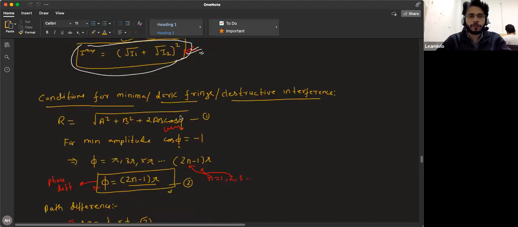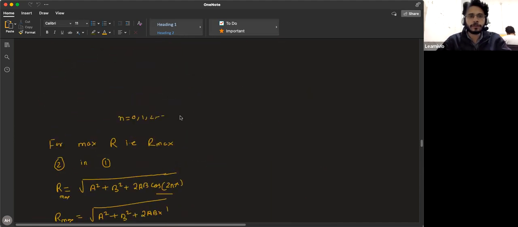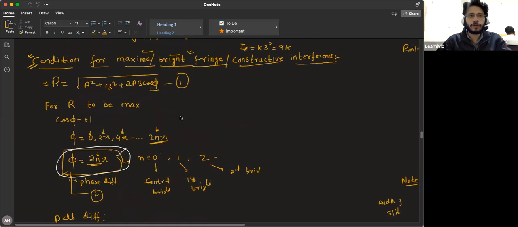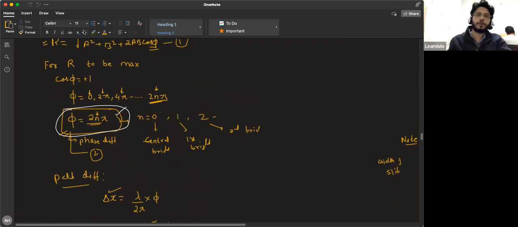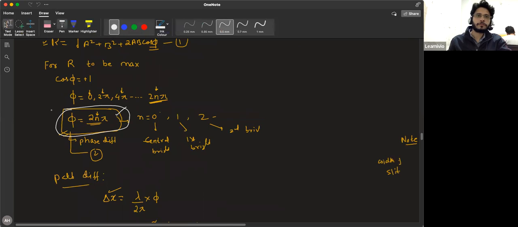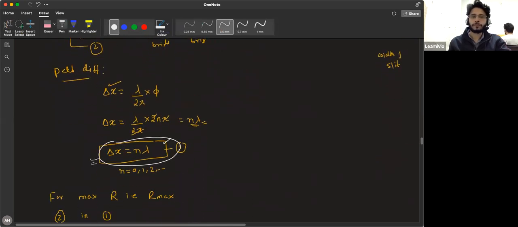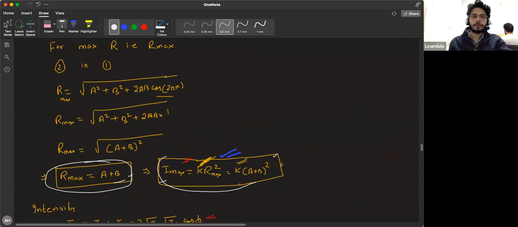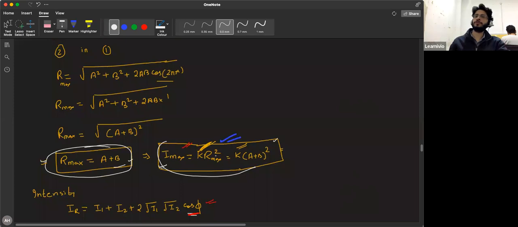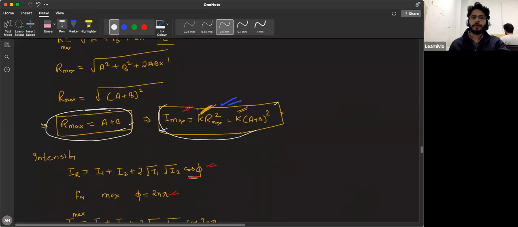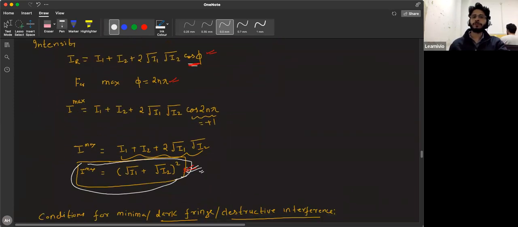So for the bright fringe, we have derived that the phase difference should be 2nπ. Path difference should be nλ. And this is R max. R max is a plus b, and I max is k times (a plus b) square. And the relation for intensity was I1 plus root I1 I2 plus I2, the whole square.